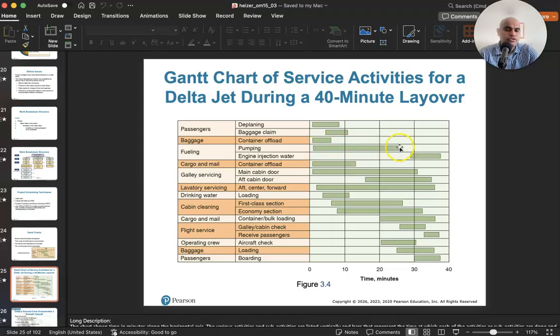One of the things is fueling. So you have to wait for fueling before injection water is pumped, right? So this way you know that this activity has to happen after this activity, right? And then you have cargo and mail.